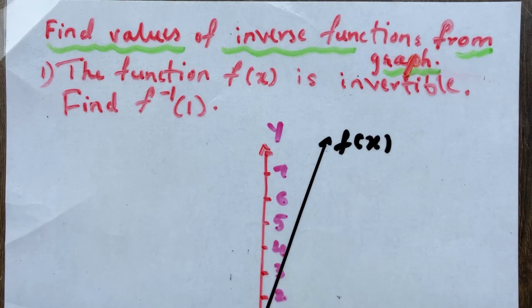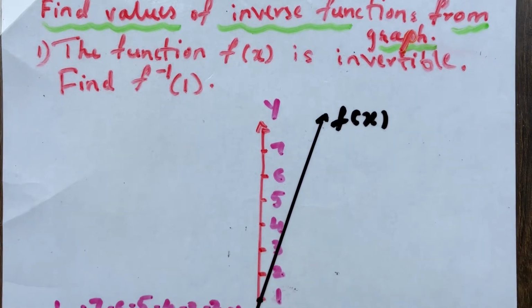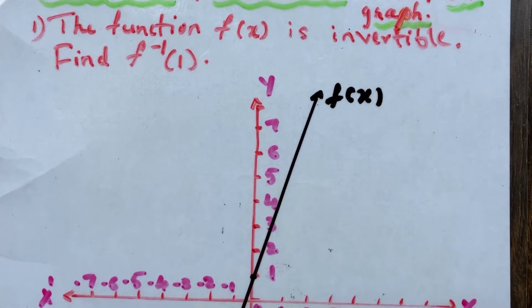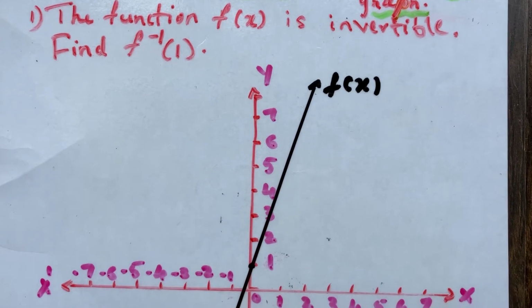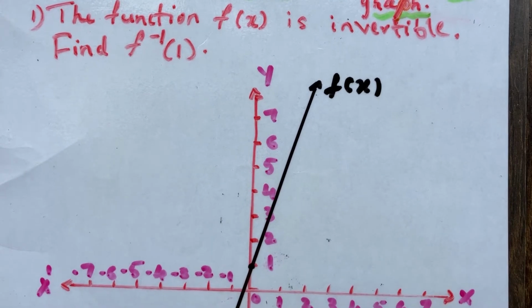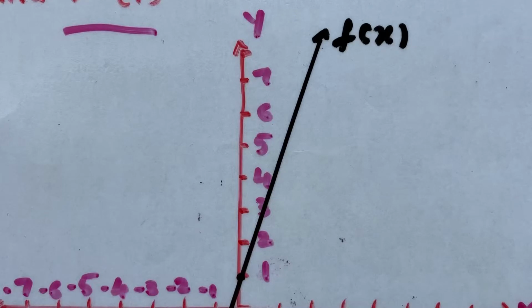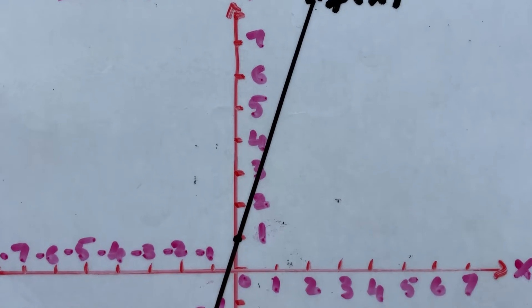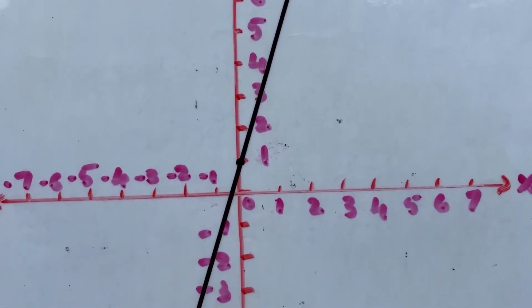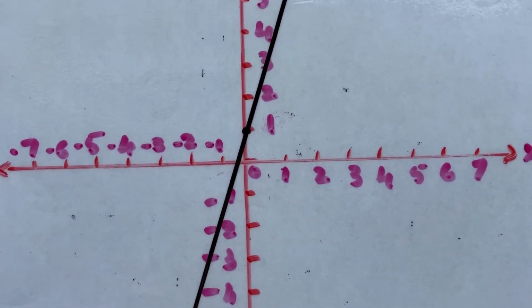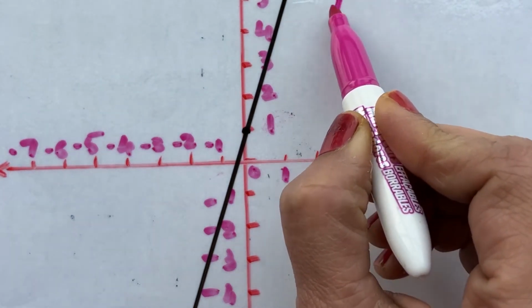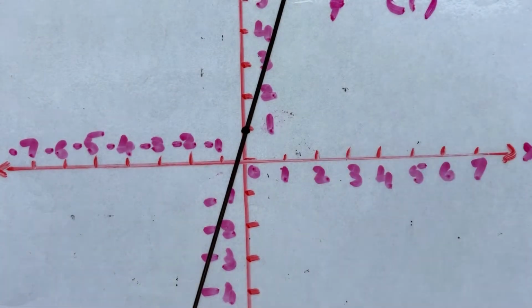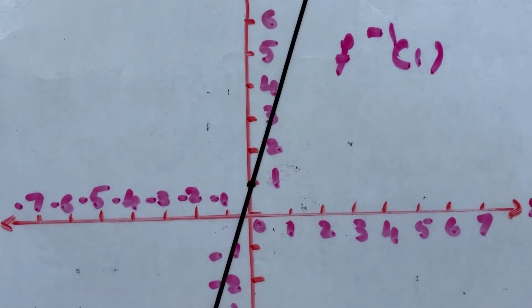Today you have to find values of inverse functions from a graph. The graph is given here. For the first question, the function f of x is invertible. You have to find f inverse of 1. Look at the graph properly. Function f of x is given. Using this graph, you have to find f inverse of 1.